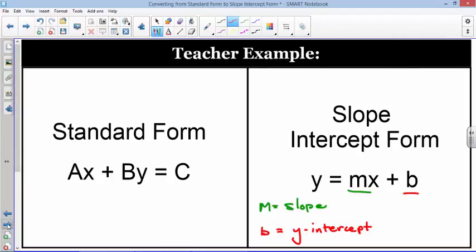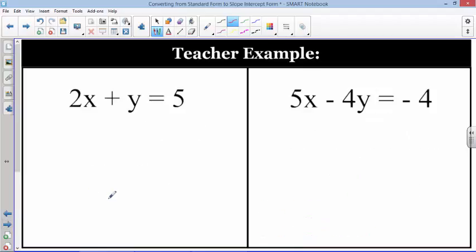Alright, let's go ahead and try a couple problems together. Pause the video right here, write both of these down, come back and we'll work through them together. Okay, so this first problem on our left, we have 2x plus y equals 5. Now we want to get y to the left. Remember, our slope-intercept form is y on one side, and then we have some value times x plus our b.